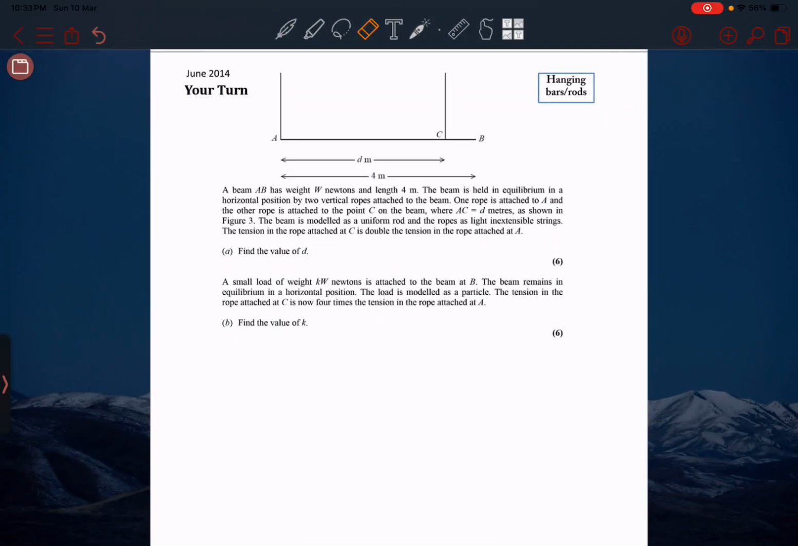We've got another beam or hanging rod question. A beam AB has weight W newtons. First, let's draw the beam AB with weight W newtons. The length is 4 meters. Do we know it is uniform? Yes, it is a uniform rod. So that means we can put W at the middle, and this is 2 meters and this is 2 meters because it is a uniform rod.